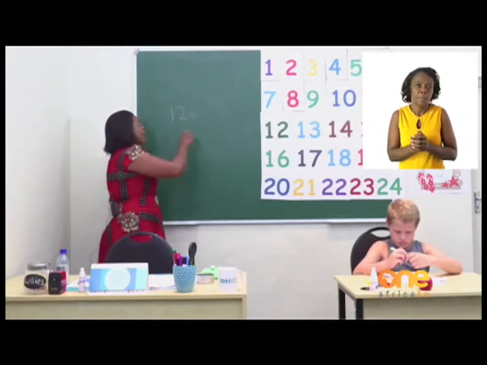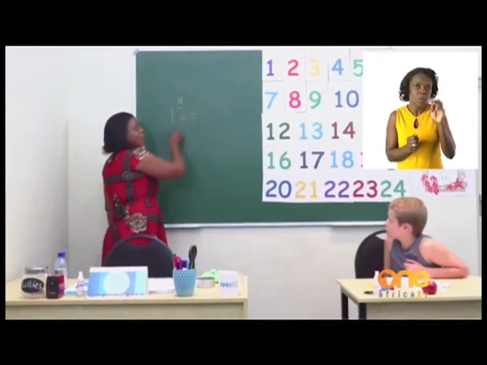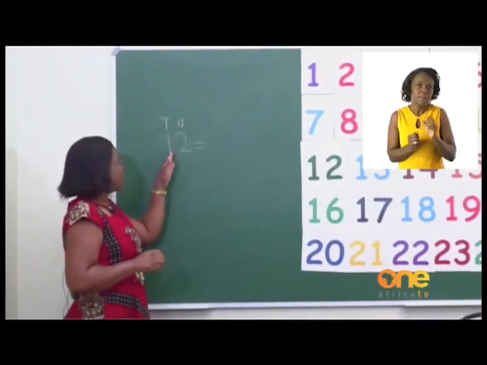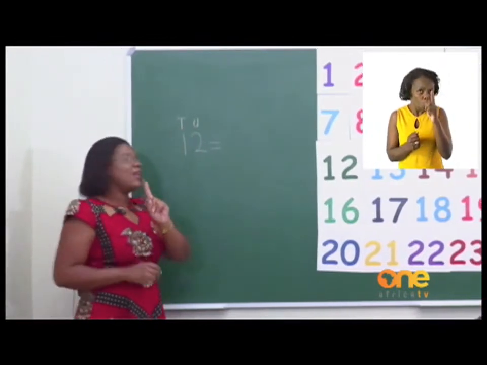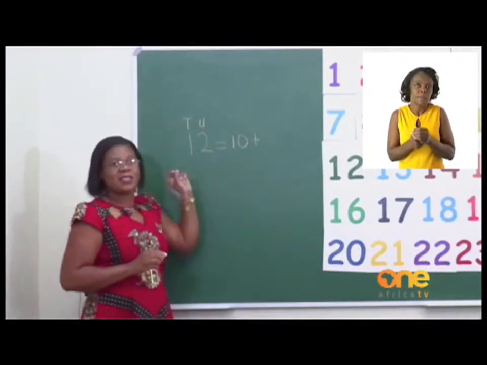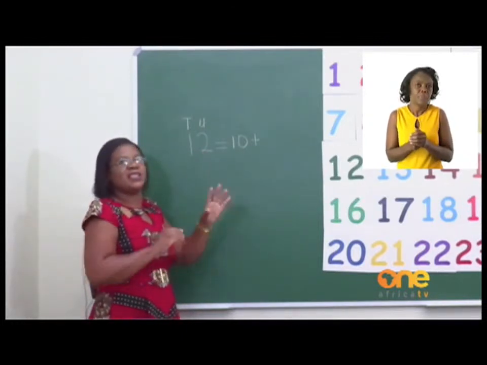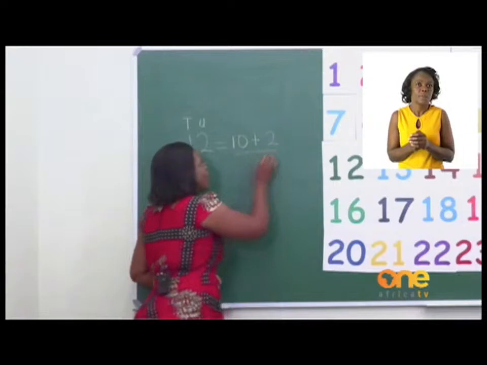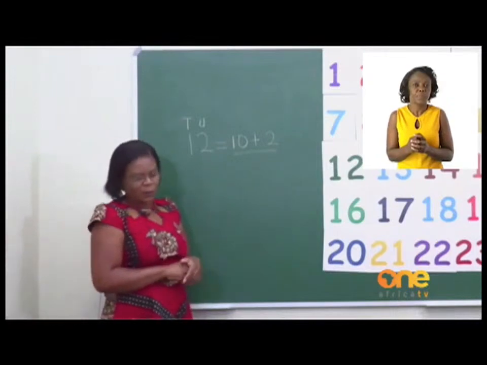When we are breaking down the number 12, how do we break it down? Remember the place values? A 2, what place value does it have? A 2 is a unit, and a 1 is a tens. So how many tens do we have? How many units do we have? We have only 1 ten. Therefore, we write our 10 plus. And how many units? The unit is a 2 and it remains a 2. Therefore, we write our 2 there. So we have broken down this 12. That is how we do it.